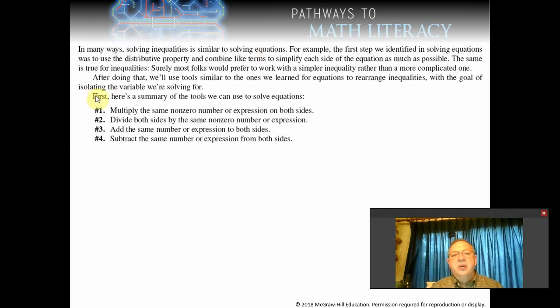And here is our summary of tools that we can use once we get this thing simplified. We can multiply the same non-zero number or expression on both sides, divide both sides by the same non-zero number or expression, add the same number or expression to both sides, subtract the same number from both sides. But here, if this is a negative number, we have got to switch the sign. We just have to switch it to make the inequality still true.